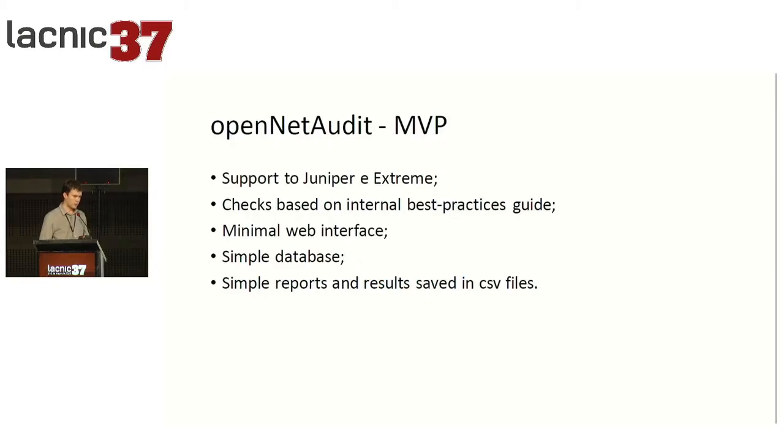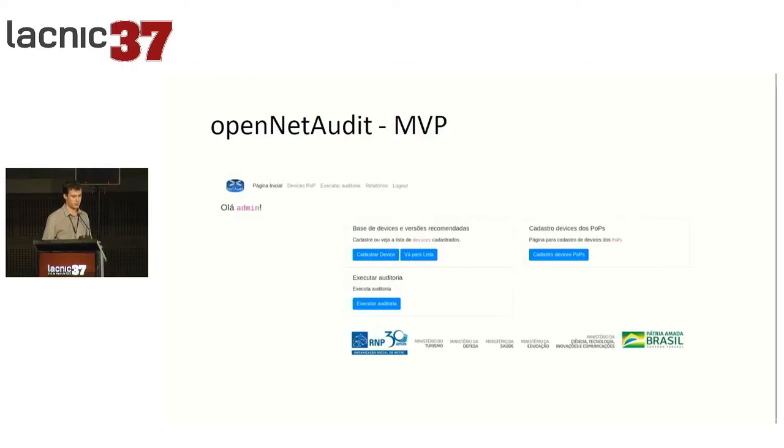So the MVP was very simple. We only supported the Juniper and Extreme vendors. We had checks based on an internal guide of best practice, but these checks were hard-coded to the core of the system. And we had a minimal web interface, a simple database, and simple reports with results saved in CSV files. It worked for a while in a small scope, but we needed to improve it.